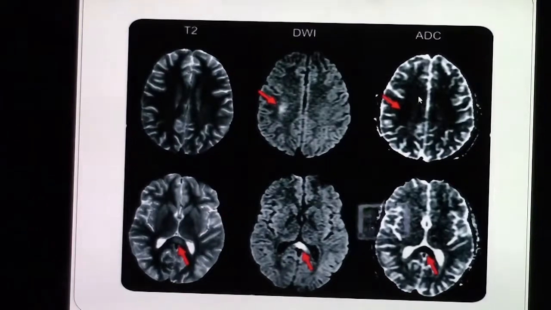This is the ADC mapping, and if the restricted diffusion is actual, it will be bright in diffusion weighted image, which we call DWI, and it would look dark on ADC mapping. If it is T2 shine through, as in the case of inflammation, you will see it as bright in diffusion weighted image and bright on ADC mapping, which helps differentiate T2 shine through from restricted diffusion.